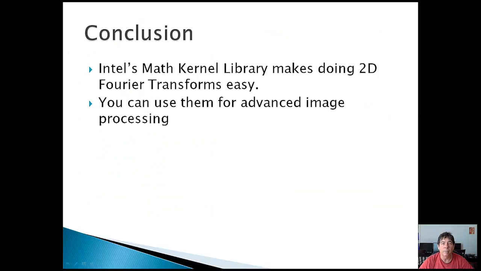So in conclusion, Intel's Math Kernel Library makes doing 2D Fourier transforms really easy. I remember once in my Computer Science 2 class, I taught my students about Fourier transforms. We actually went through the code. Fourier transforms require differential equations, which is actually past Calculus 3. So it's quite gnarly if you do it yourself. If you use Intel's MKL, though, it's a piece of cake. You can use it for advanced image processing, for compression, and so forth. So anyway, I think it's great, and I love it.